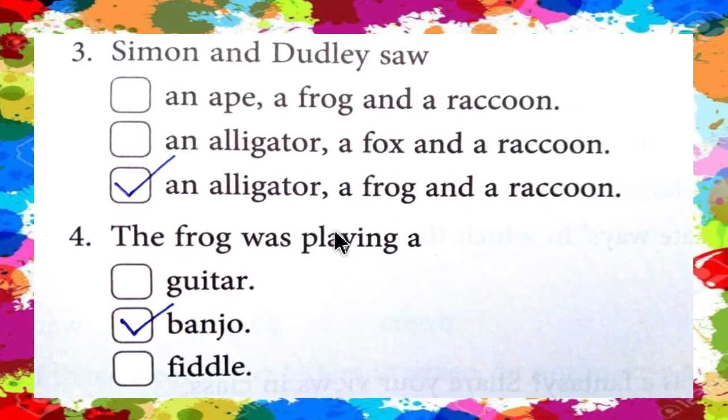Then next is number 3. Simon and Dudley saw an alligator, a frog, and a raccoon. Now, question 4. The frog was playing a banjo.